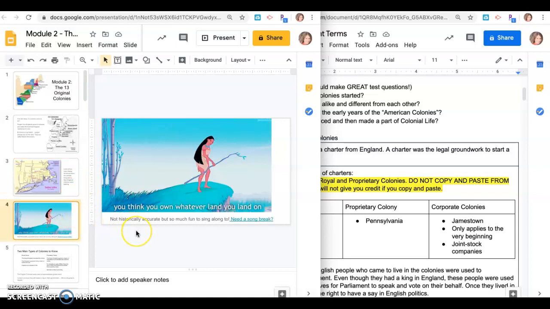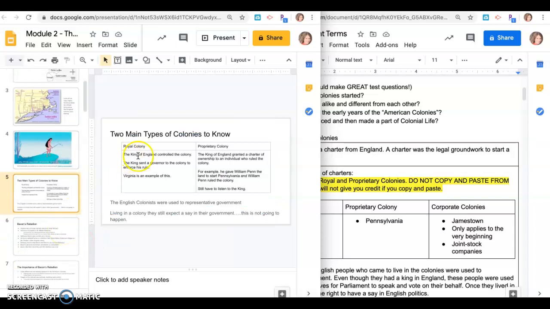Shout out to my favorite Disney movie, not at all historically accurate whatsoever. Pocahontas and John Smith did not end up together. But I do love the song Colors of the Wind. If you need a song break, you can click on it and jam out as you do your work. But I love the line where she says, "You think you own whatever land you land on." That was the concept for England, because they came over and just landed on that land. They claimed it for England, even though it was already territory that other people lived on.